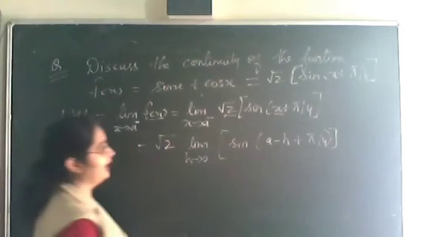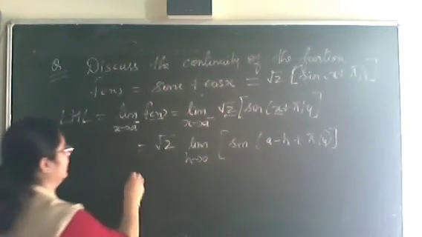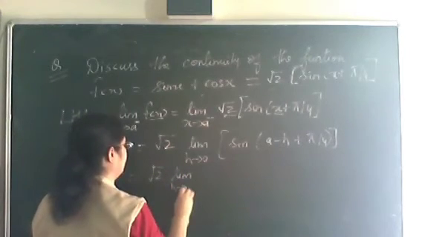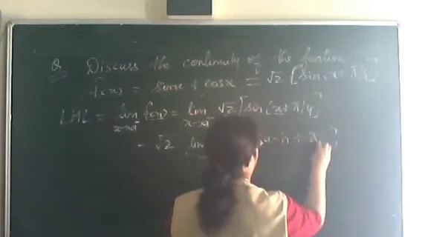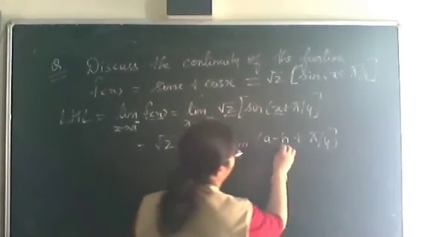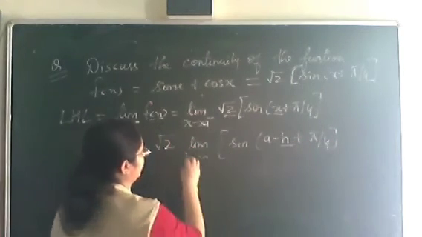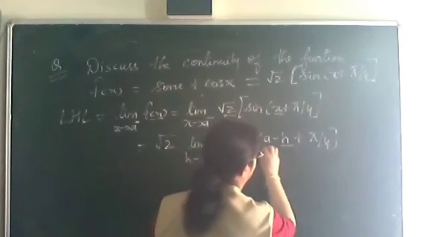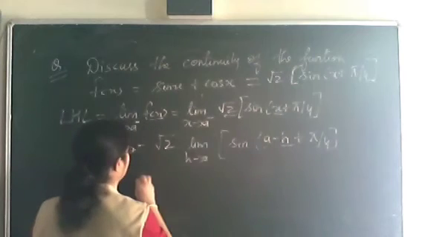Clear? You can write a minus h plus pi by 4. Now again root 2 times limit h tending to 0. Now what is pi by 4? Now rearrange, because h we have to take separately. H we cannot take with a, because these both terms we cannot take all together. So what will we take?